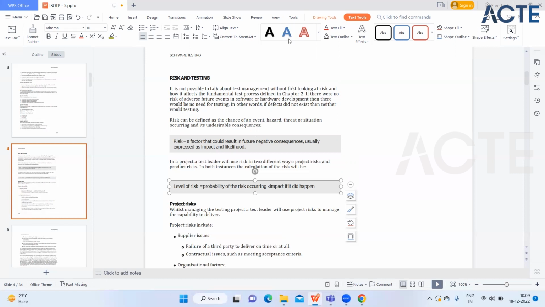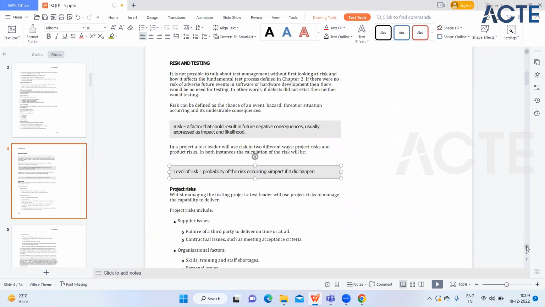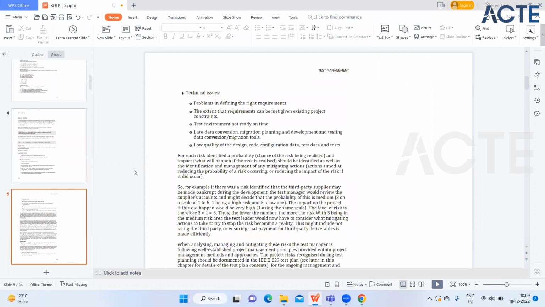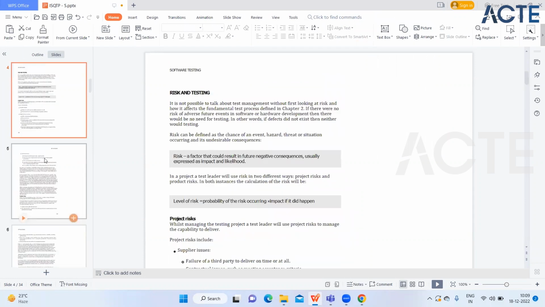So they are calculating with this formula: level of risk equals probability times impact. You have to remember this: probability times impact. In this way, you will be able to choose the correct option, like probability of the risk occurring times impact if it did happen. So this is the level of risk. Now they are explaining what is project risk and what is product risk.